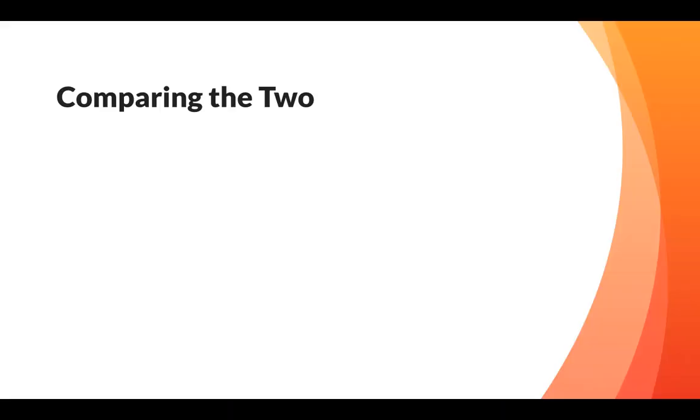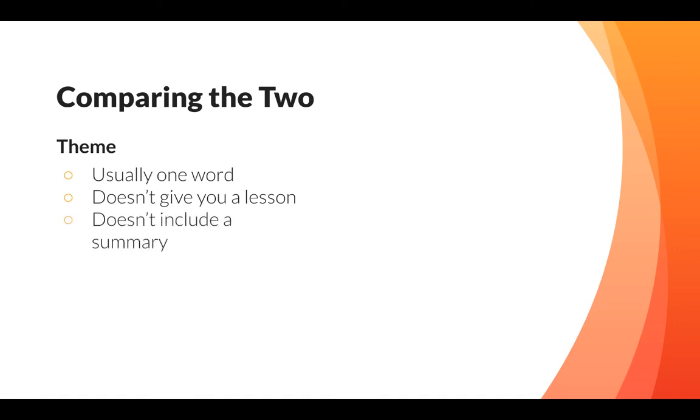Now let's talk about how the two are similar or different. With themes, they're usually one word. To help you remember that, theme is one word, and themes are usually just one word long. It doesn't give you a lesson, just a topic that the story is about, and it doesn't include a summary.